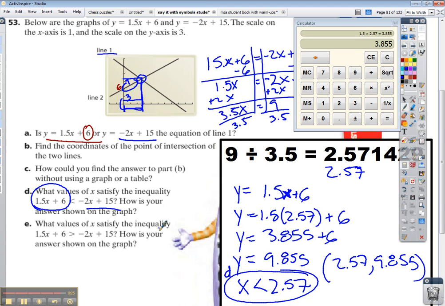So obviously the other ones. Now, the opposite, when the opposite is true, when it's greater, it's going to be over here, which is when x is greater than 2.57. And that's it.